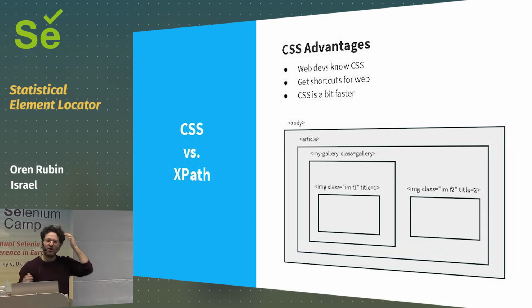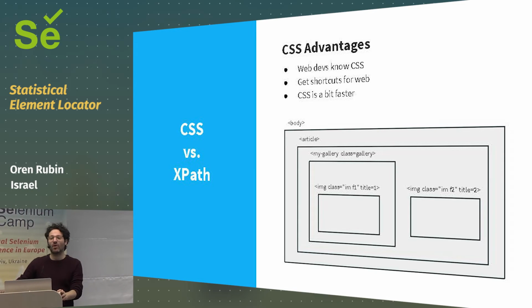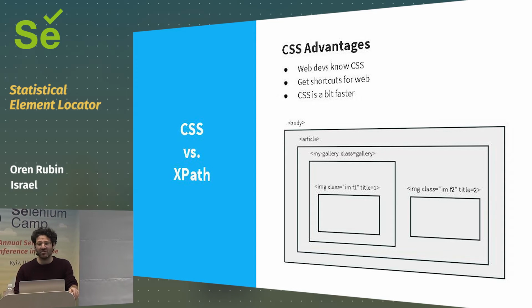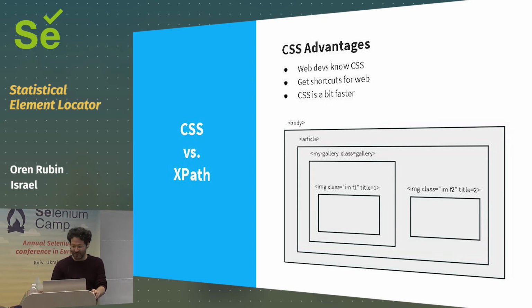CSS, of course. Who here uses XPath? Who here uses CSS? Well, kind of similar. People prefer CSS because web developers know CSS, not XPath. And it's a bit faster, but nobody really cares. Finding elements is really, really fast.